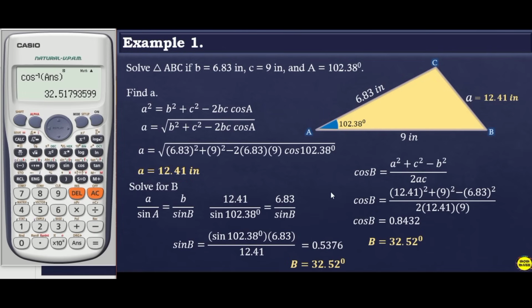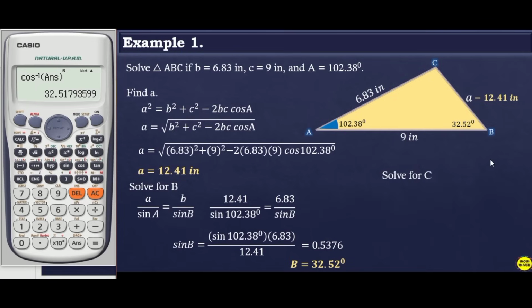Okay? Now, since nakuha na po natin si angle B which is 32.52 degrees, madali na po natin makukuha ito. Ano lang po gagawin natin? By applying the triangle sum theorem, so ima-minus lang po natin yung sum nitong dalawa sa 180.